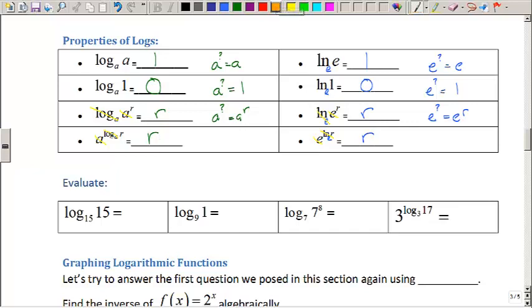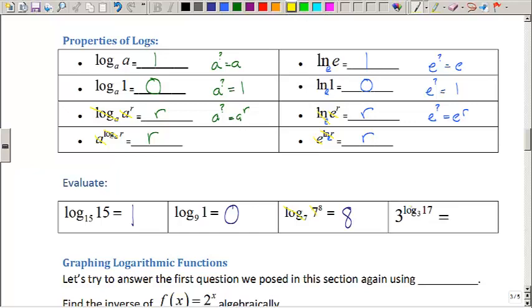If you'd like to memorize these properties, you're welcome to, to get your answers a little bit faster. Let's do the next 4 problems a little bit faster here. Log base 15 of 15 is equal to 1. Whenever the base and the argument are equal to each other, your answer is 1. Log base 9 of 1. Well, whenever your argument is 1, your answer is 0, no matter what the base is. Log base 7 of 7 to the 8. The log base 7 and the base 7 of your exponential essentially cancel each other out, or are inverses of each other, and you're just left with 8.